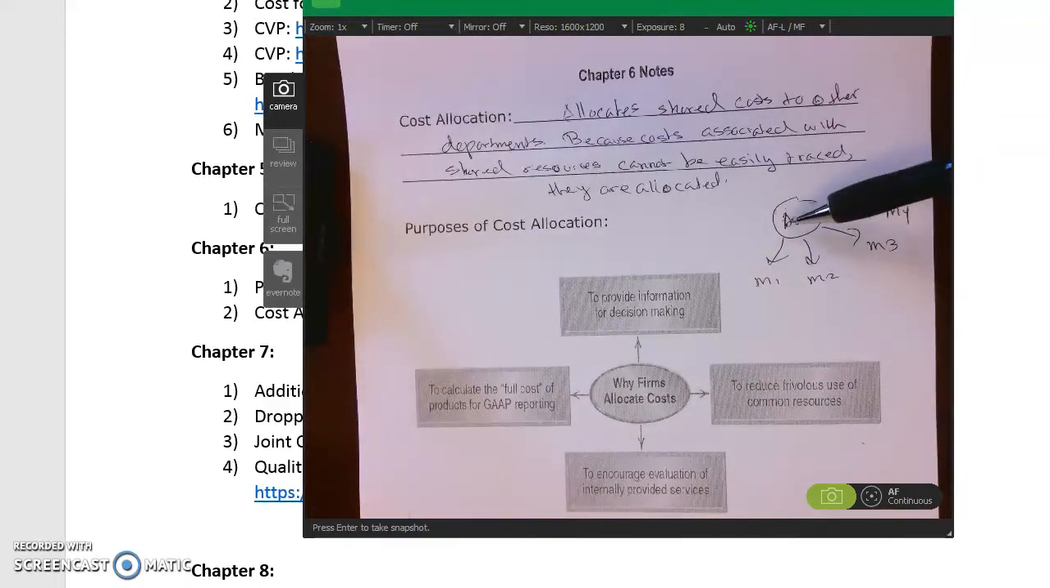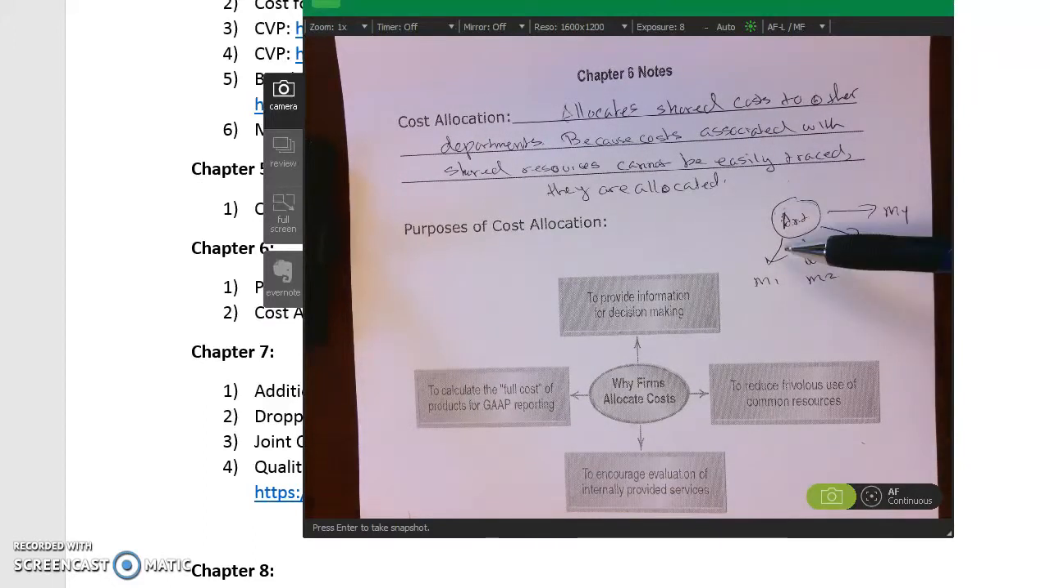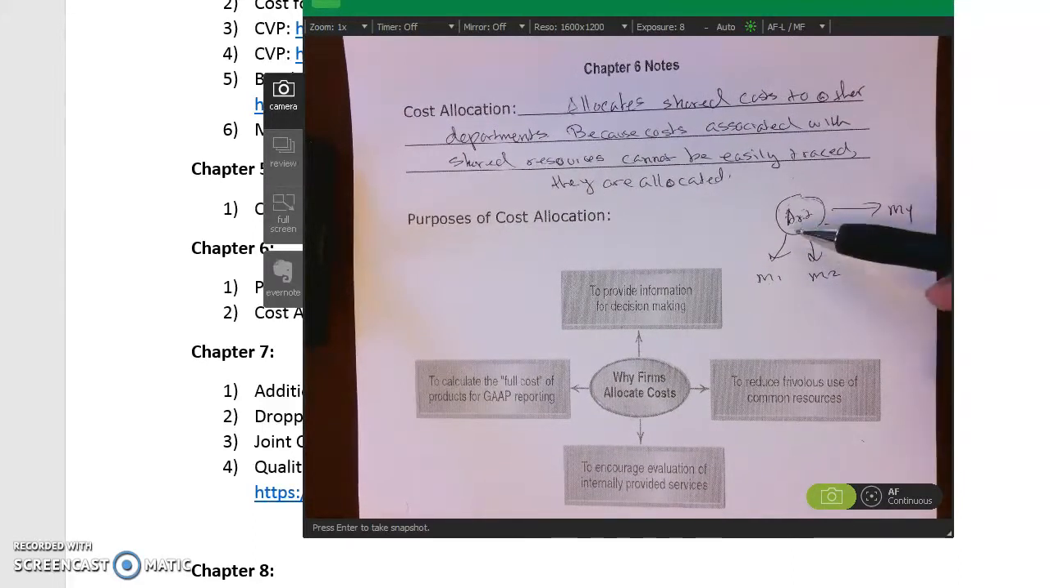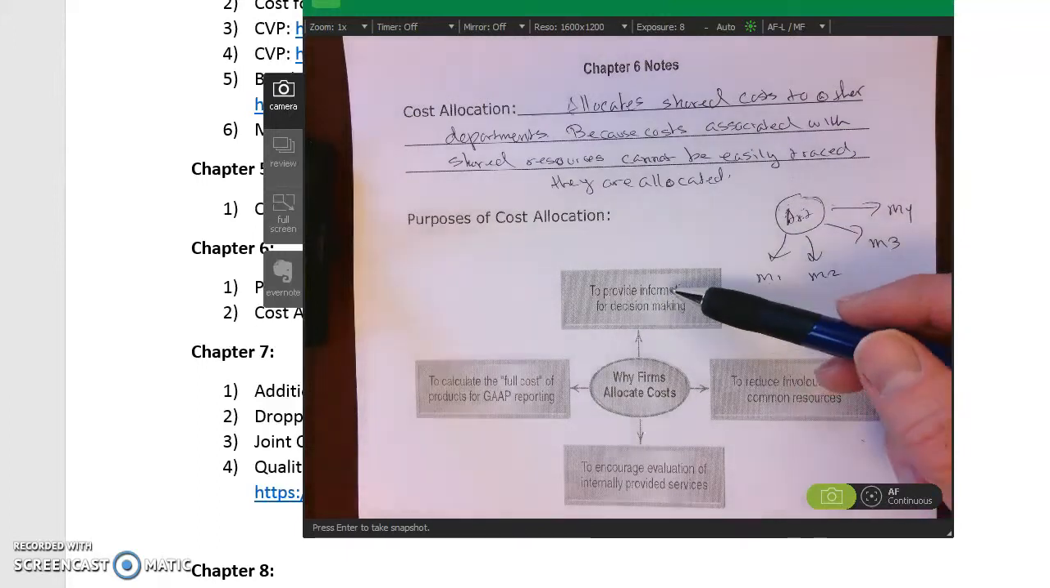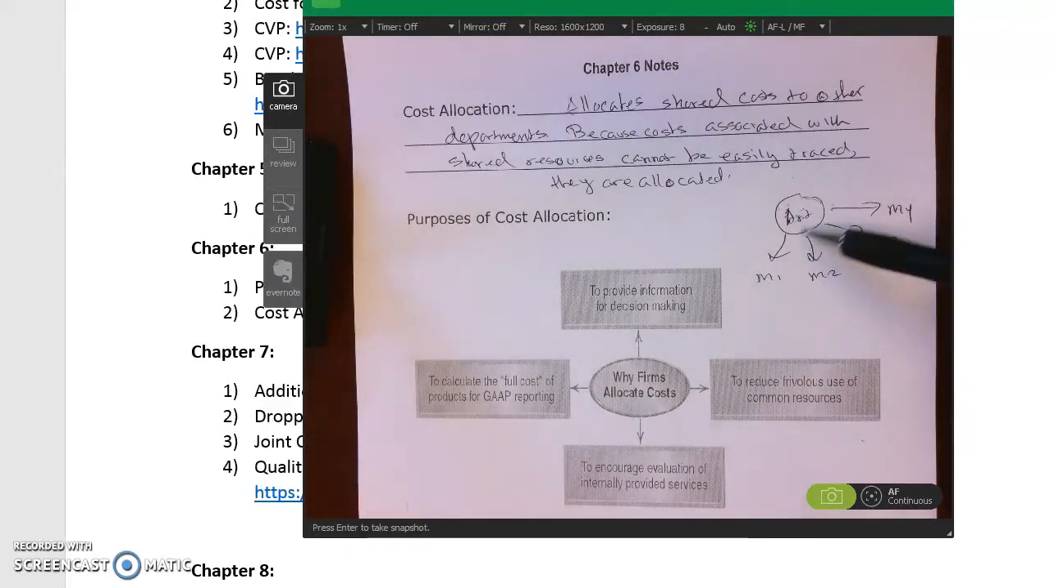Okay, so the art department would be a shared resource. Okay, and it's not easy to trace the cost of the art department to each magazine. So what we would do is allocate out the cost of the art department to these different magazines. And that's why we would want the art department to allocate its costs out to these magazines, for these different reasons.